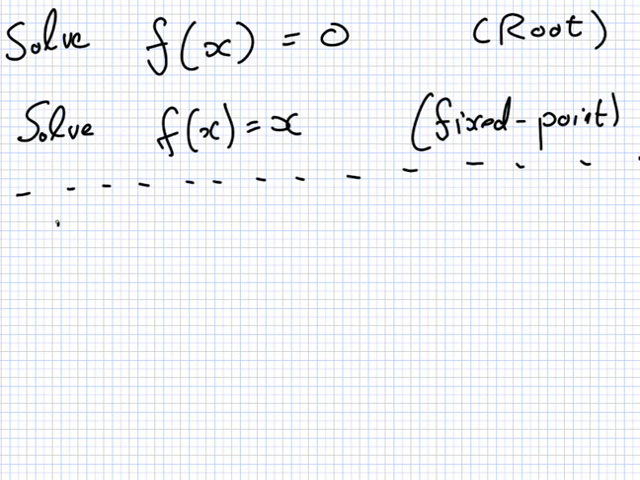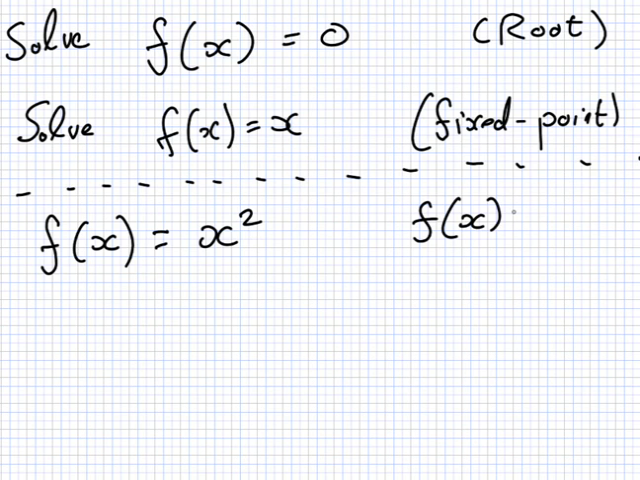So for example, if I had f of x, well, here's an easy one, f of x equal to x squared. What value of x should I pick so that f of x is the same as x? Any ideas? 1 would do it, yeah? So what's f of 1 equal to here? 1. Any other numbers? Yeah, f of 0 equals 0.